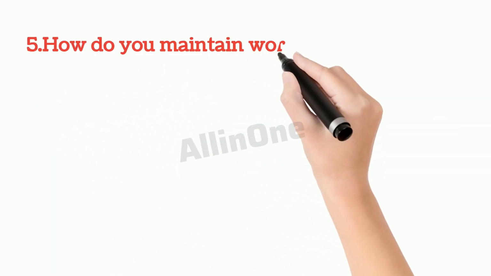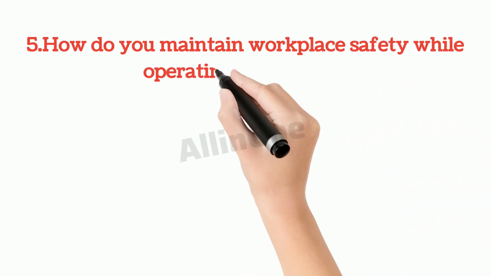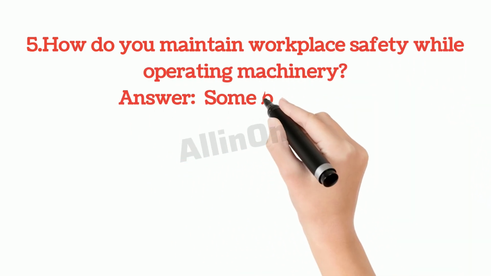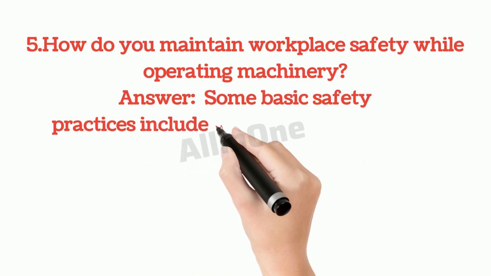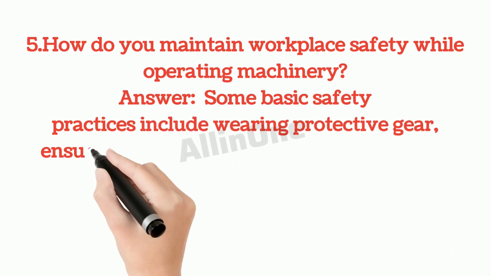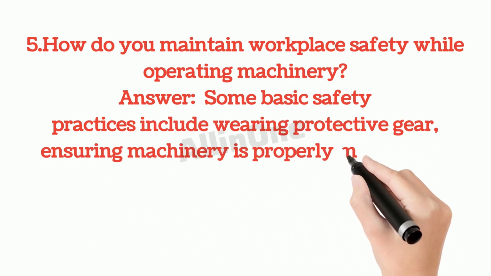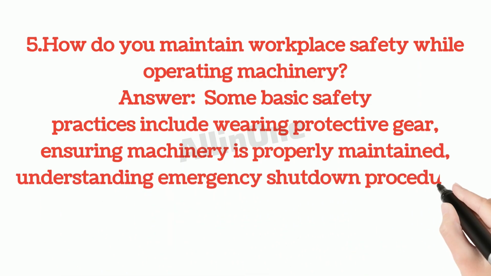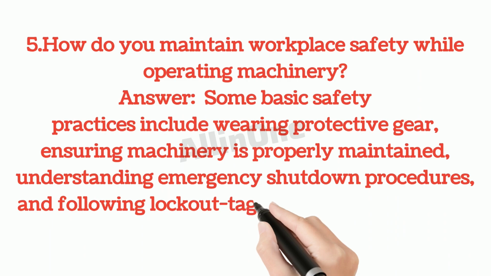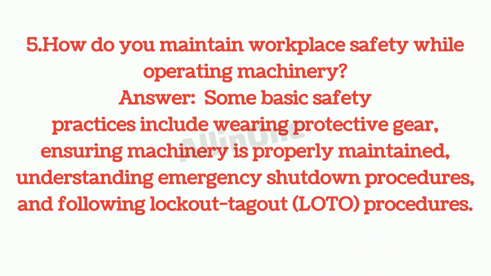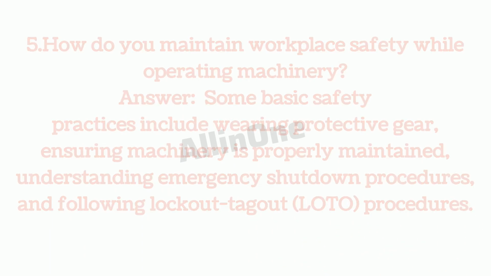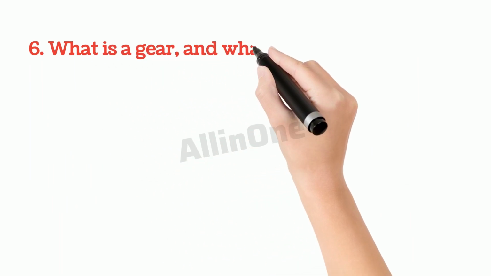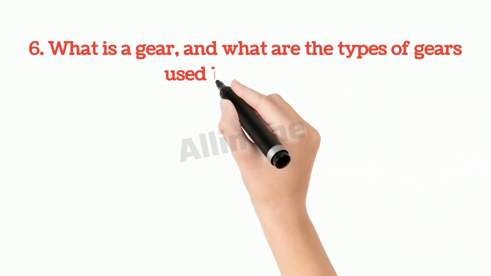5. How do you maintain workplace safety while operating machinery? Answer: Some basic safety practices include wearing protective gear, ensuring machinery is properly maintained, understanding emergency shutdown procedures, and following lockout-tagout (LOTO) procedures.